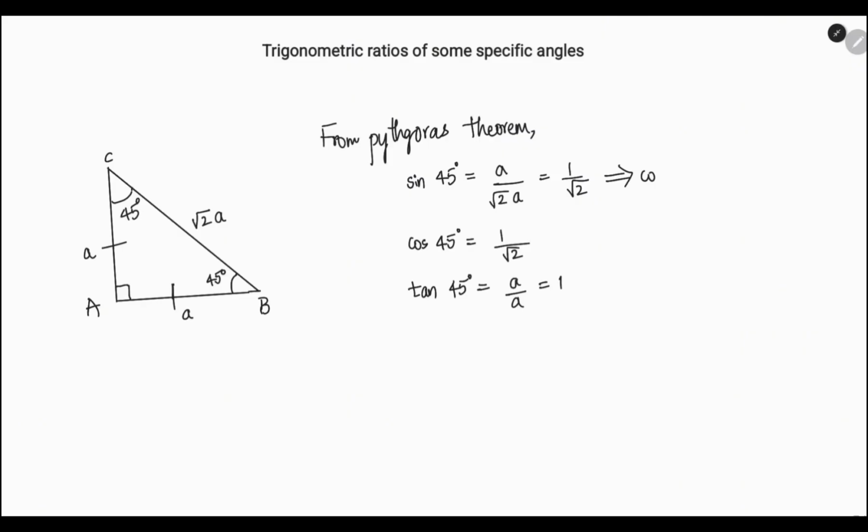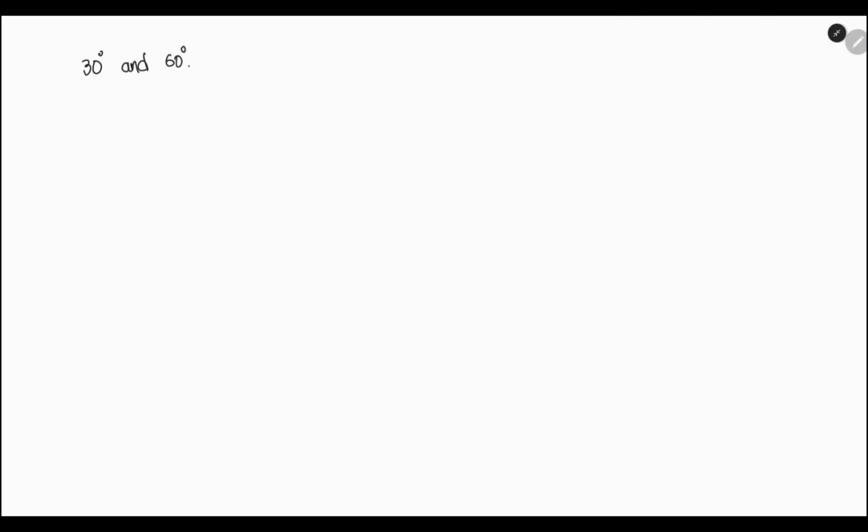Now cosecant 45 is root 2, and secant 45 is 1 by cos theta, that is root 2, and cot theta is the inverse of tan, so that will still be 1. So these are the standard ratios for 45 degrees. Next we will see 30 and 60 degrees respectively. Where do we find 60 degrees in a triangle?